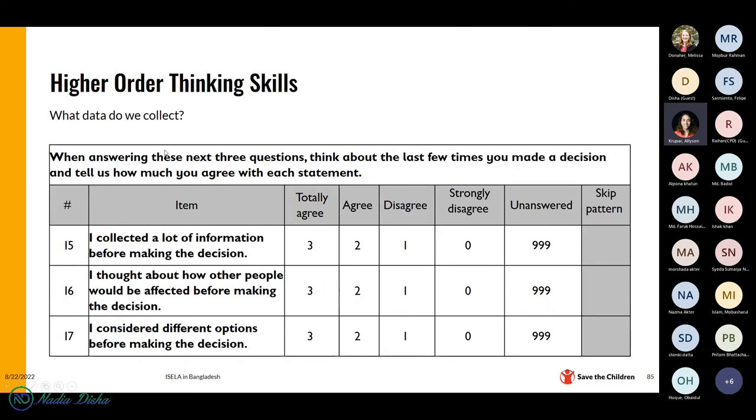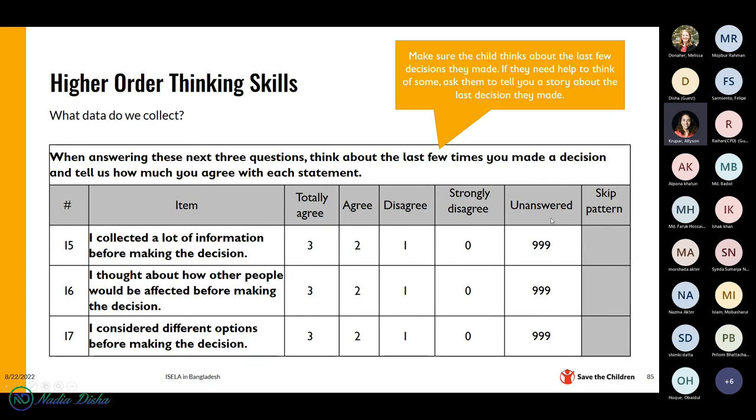The next part of higher order thinking skills is about the last few times you made a decision. So the decision making here, using judgment. So we ask them whether they collected information before making their decision, whether they thought about other people and how other people would be affected by their decision, and whether they considered different options before making the decision. So again, if the child's having trouble thinking about a decision that they made recently, the enumerator can ask them to give an example.